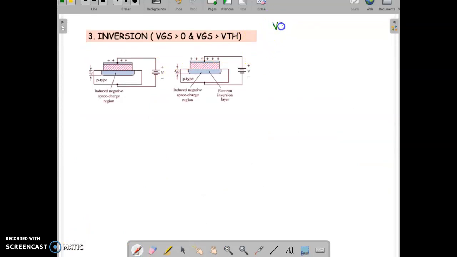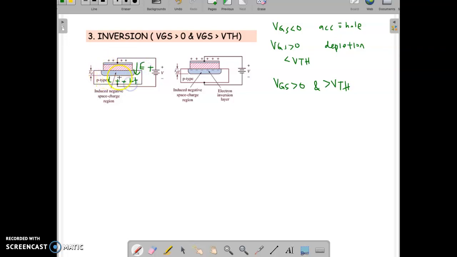The first part is VGS less than 0, which causes accumulation of holes. When your VGS is more than 0 but still less than the threshold, it is not enough, so you will have a depletion area here. Now the third region is when VGS is positive and also more than the threshold voltage. It will create an electric field down where all your hole carriers will move down, creating some depletion here.